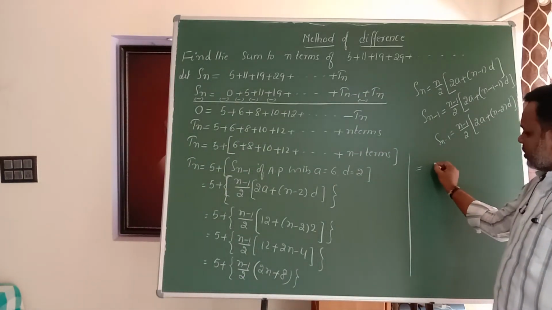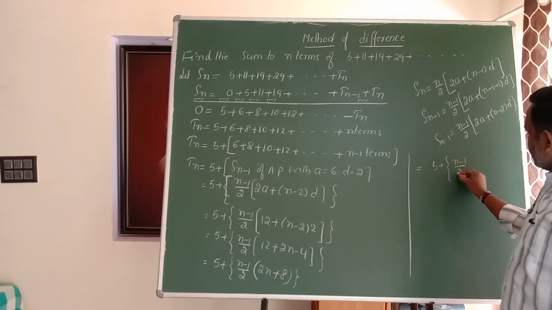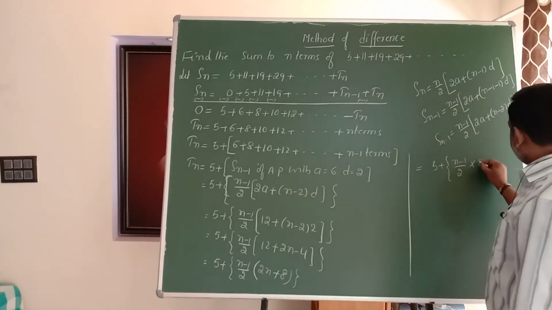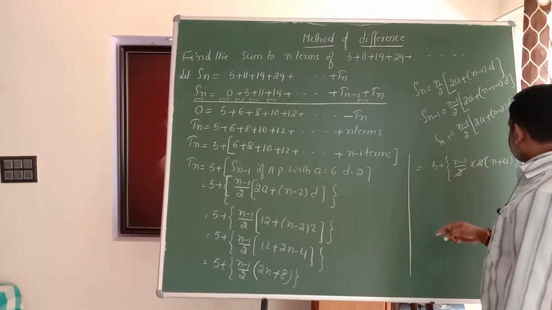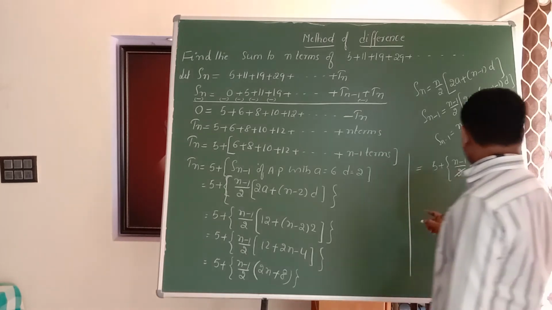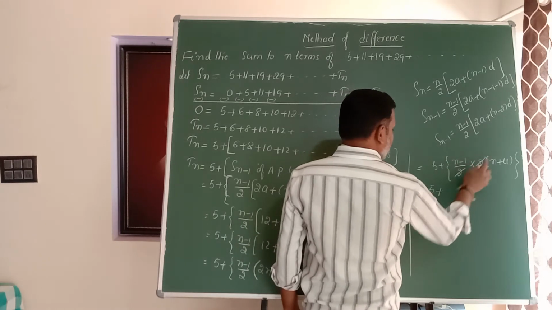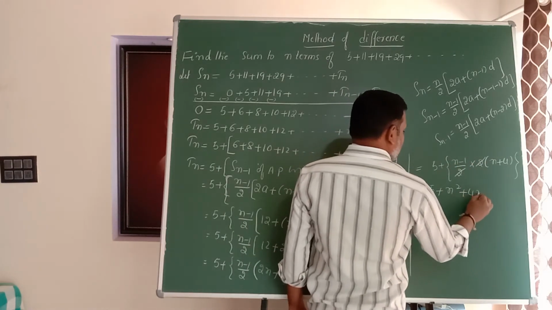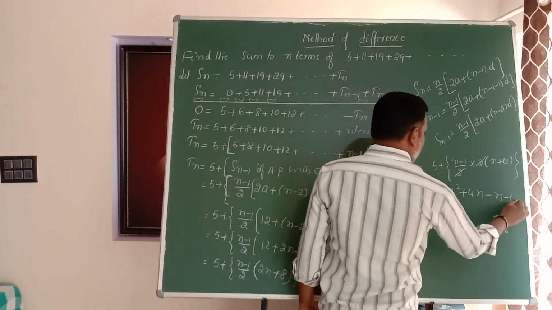So that is equal to 5 plus (n minus 1) divided by 2 into, take 2 common from here. If you take 2 common, what happens here? n plus 4. So the 2 gets cancelled, remaining is (n minus 1) into (n plus 4). Simplify that. 5 plus, multiply, n into n is n square, n into 4 is 4n, minus 1 into n, minus 1 into 4, minus 4.